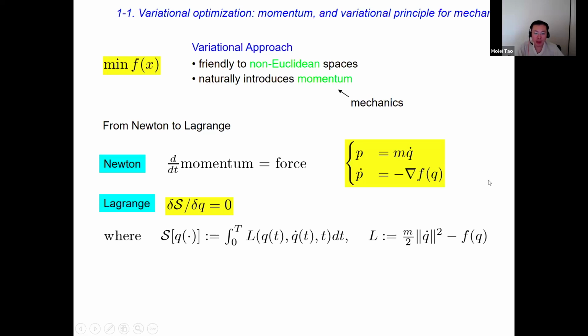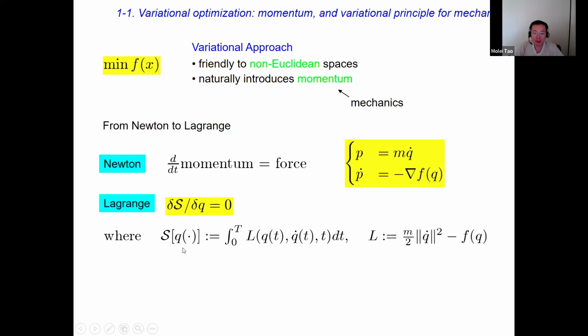And then Lagrange came along. Lagrange said, "Oh, that's great, and it's actually what you see on the surface of something deeper." So Lagrange said, okay, you can consider a variational principle. So you define an action function S. It's a function of Q. Q is a function of time.